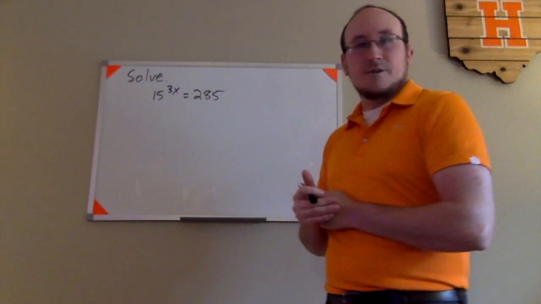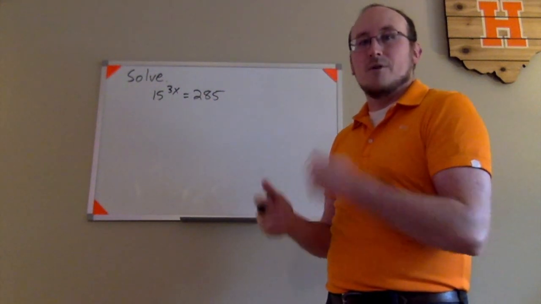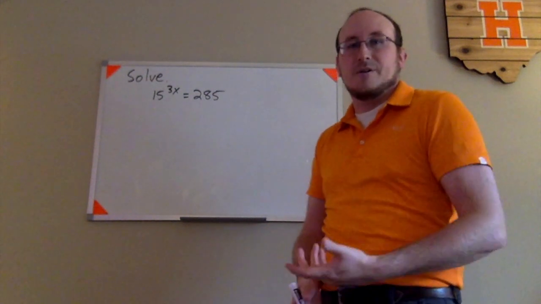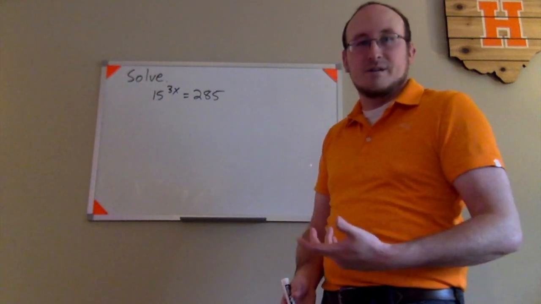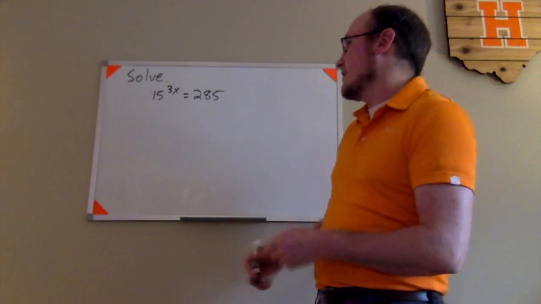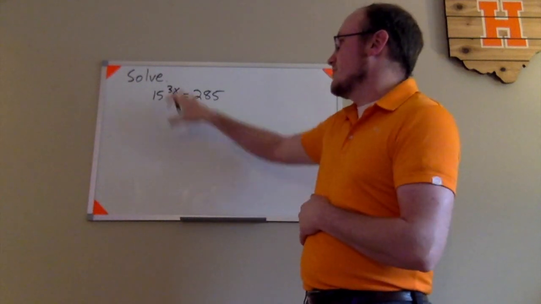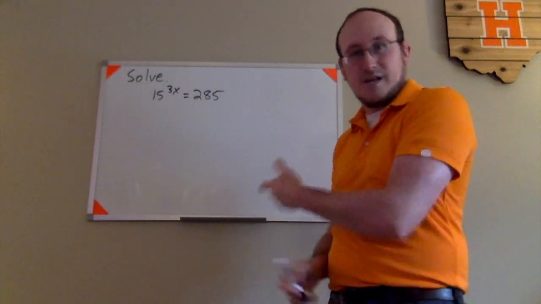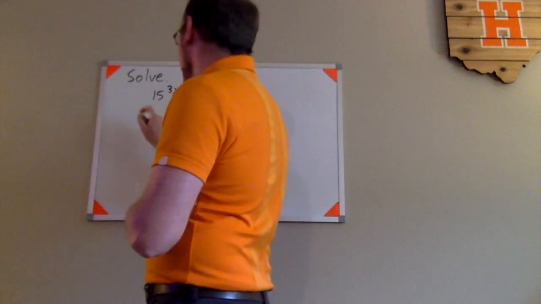So the first thing that we're going to go ahead and do here is take the logarithm of both sides. I'm just going to use the common logarithm because I'm going to go to my calculator eventually to evaluate this, and that's going to make it easier for me. So if this statement is true, 15 to the 3x is equal to 285, then this statement would also have to be true.